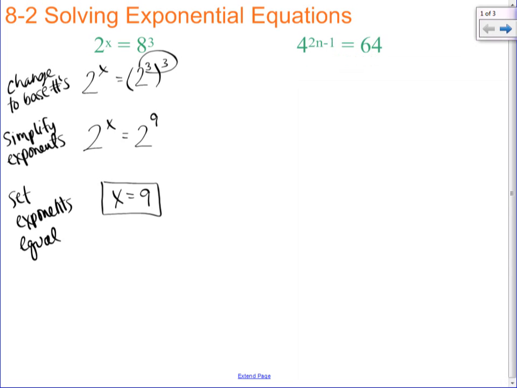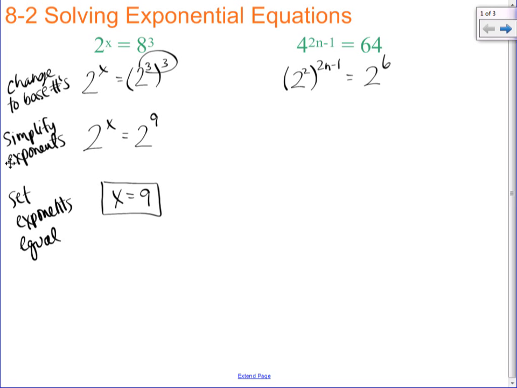Okay, let's look at this one. This one, both the left and the right need to be changed to base numbers. So 4 can be dropped down to what? 2 to the second. Good. This one, 2 to the... Someone check on their calculator. 2 to the 6th. Okay, so that was our first step, change to base numbers.